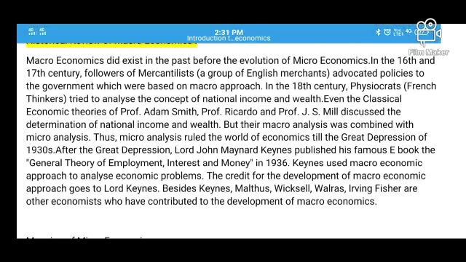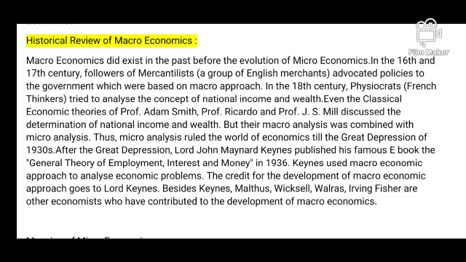In the 16th and 17th centuries, some groups of English merchants, and in the 18th century, some French thinkers, tried to analyze the concepts of the macroeconomic approach, where they discussed the relative shares of landlords, tillers of the soil, and unskilled workers in the flow of income. Even the classical economists, Professor Adam Smith, Professor Ricardo, Professor J.S. Mill, also discussed the determination of national income and wealth.